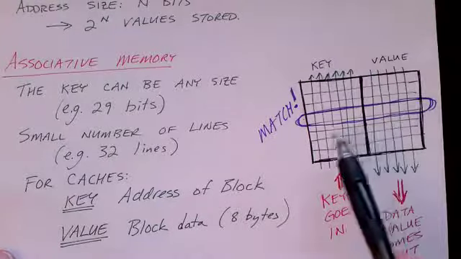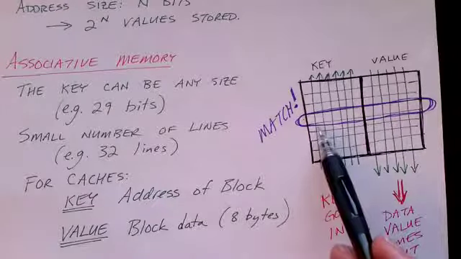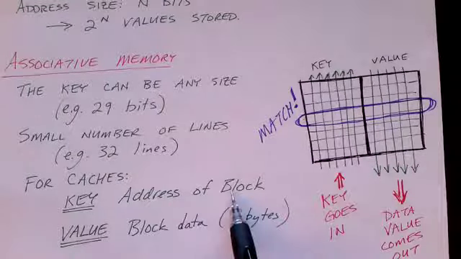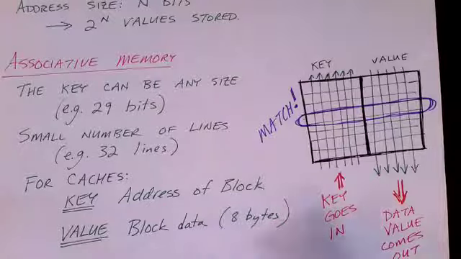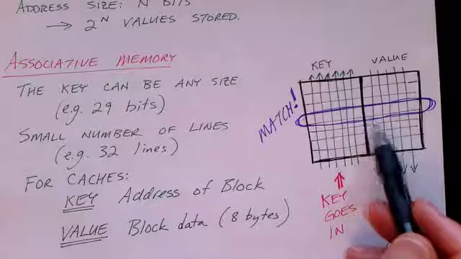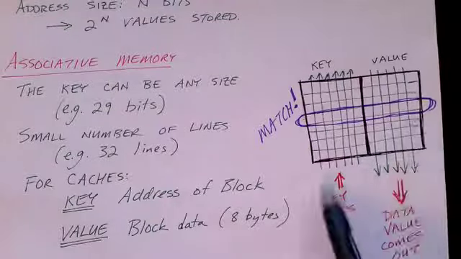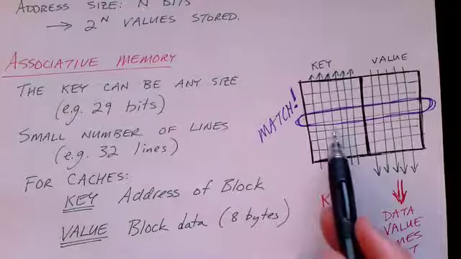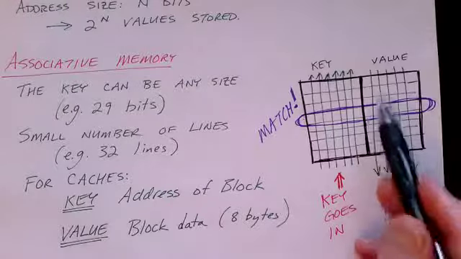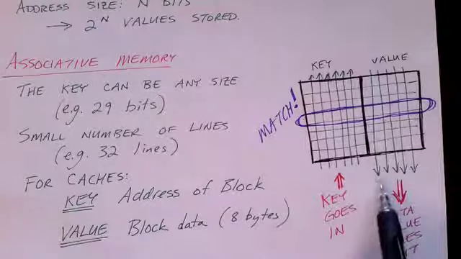So with a cache memory, with a fully associative cache memory, the key is the address of the block, and the value is the block data. Maybe it's 8 bytes, maybe it's 64 bytes, but usually it's a fairly large amount of data. And so the address of the block goes in, and if that block is stored in the cache, then the data from that block comes out along these wires here.